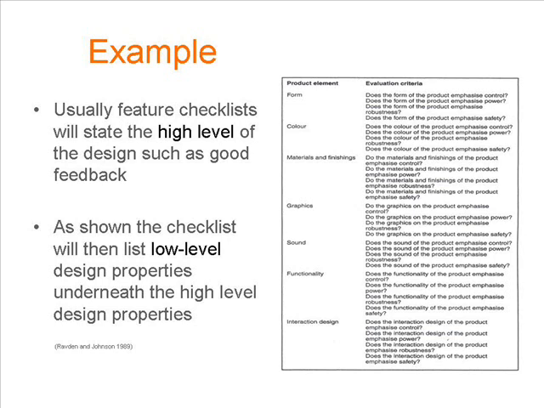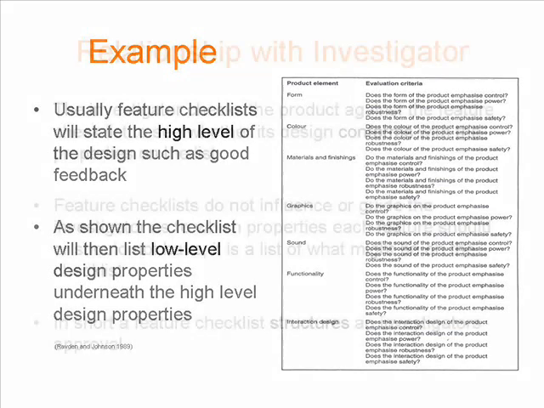The checklist on the right is an example of a design feature checklist. As can be seen, checklists usually state the high-level design features such as feedback, form, color, graphics, and sound. Following this, low-level design properties are questioned underneath their relevant groups, e.g., control, power, robustness, and safety. It is the norm that space is provided on the checklist for the investigator to rate these and explain why.